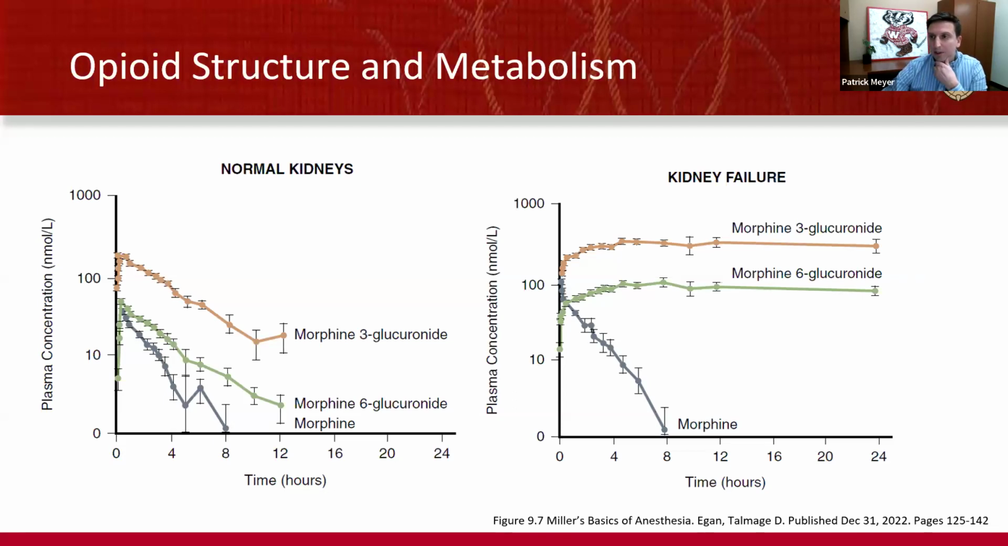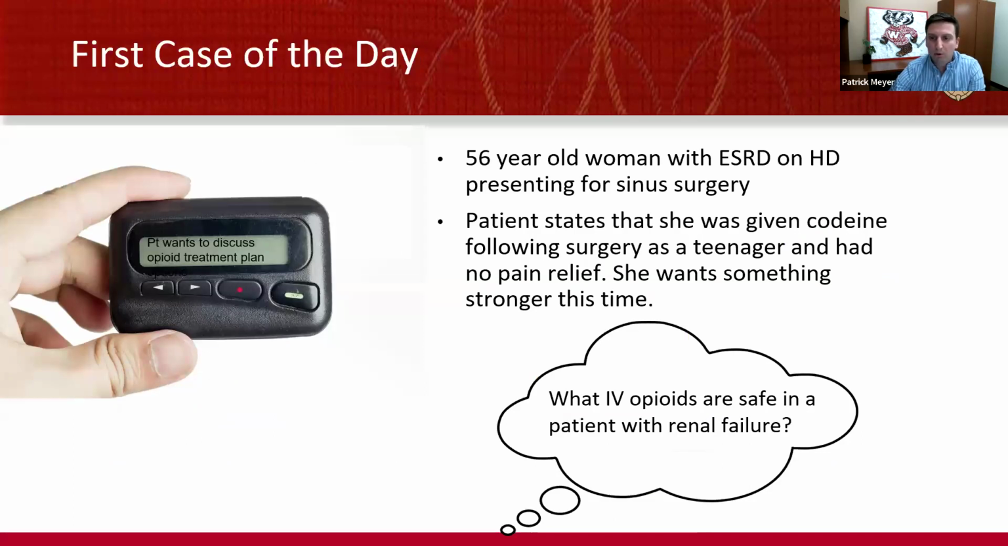And so in someone with kidney failure, what you really worry about is that metabolite building up and leading to, most severely, that respiratory depression that can put their life at risk. So I think we figured out here, we don't want to use codeine, we don't want to use morphine. So if we go back, what opioids are safe? Andrew here says we should use a synthetic opioid like fentanyl. I think that's a wonderful idea.